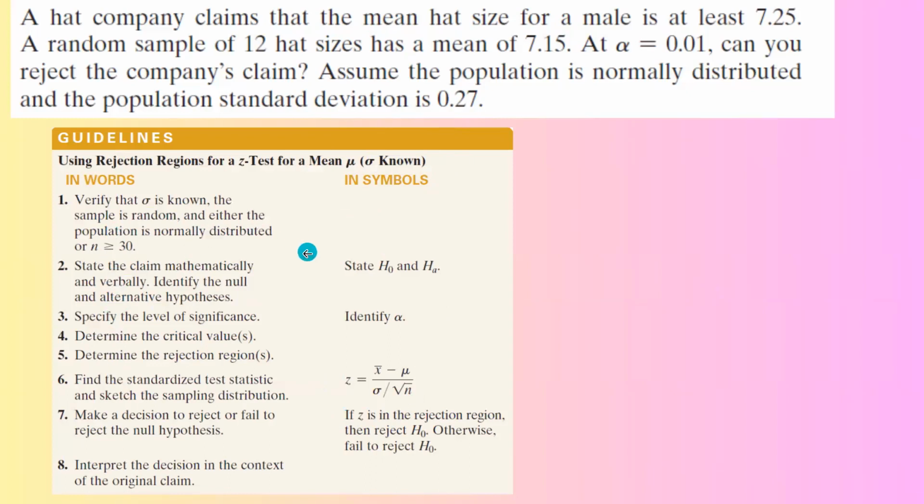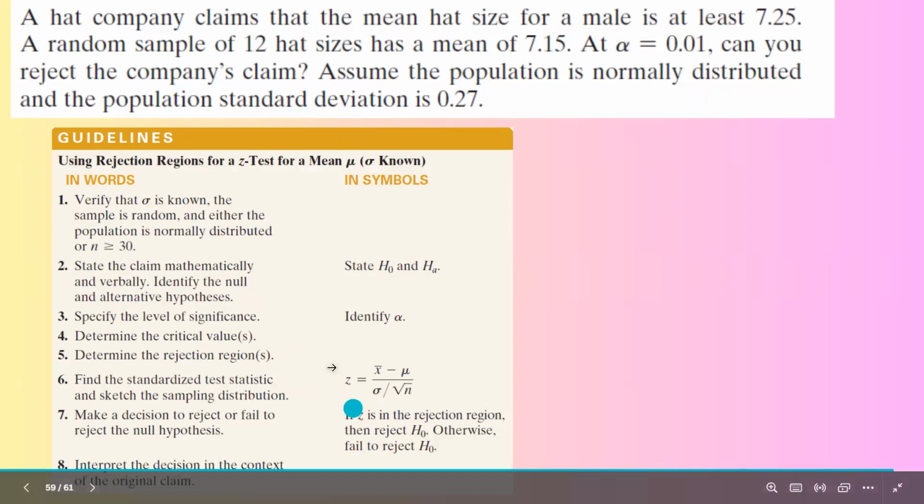These are the steps that we need to take. You need to verify that sigma is given, which is right here, 0.27. The population is normally distributed, which is on this line. We need to identify the null and alternative hypotheses, identify the level of significance, find the critical value, identify the rejection region. Later on, I'll show you how to use the p-value, and then calculate the standardized test statistic and check to see if the standardized test statistic is inside the rejection region or not.